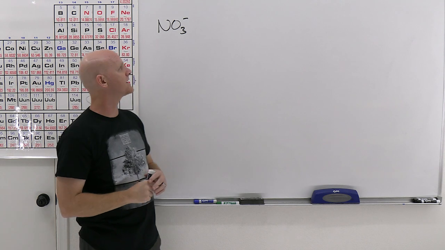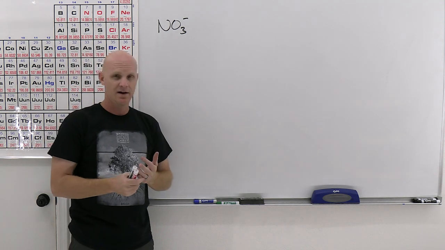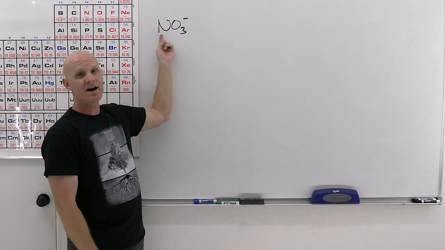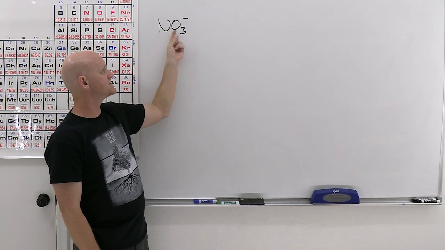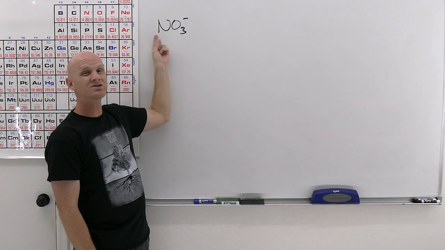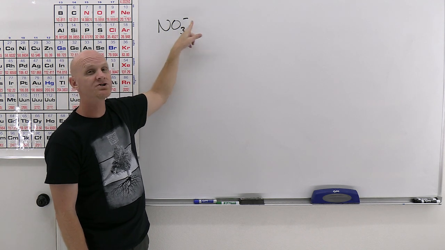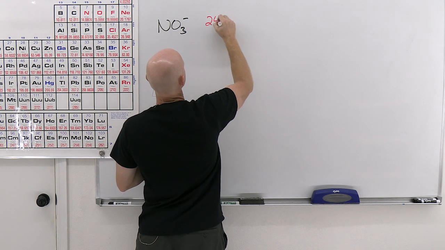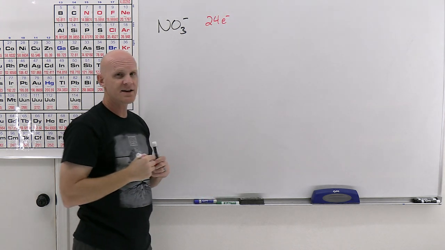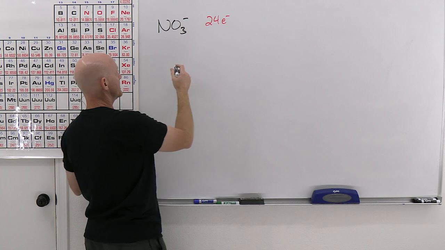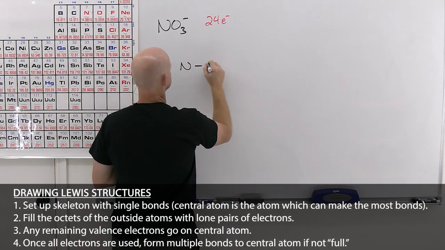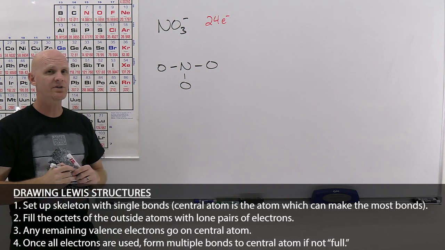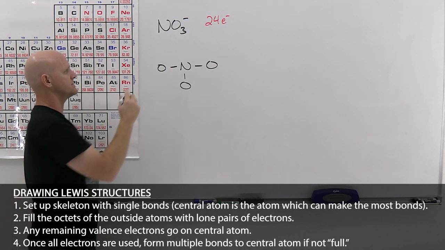All right, so last one we're going to take a look at here is NO3-. And for NO3-, first thing we should do is figure out how many valence electrons we've got. Nitrogen's got 5. Each of the oxygens has 6 each, so it's 3 times 6 is 18, plus 5 is 23. And because we have a negative 1 charge, we add 1 extra to get to 24. And in this case, nitrogen's less electronegative and goes in the middle. So we've got our skeleton set up, and then we'll fill up the outside atoms.